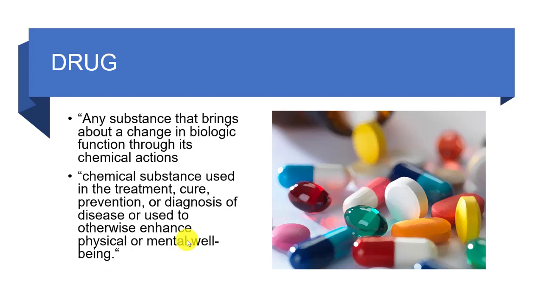If I move to the next slide, I want to talk about what is a drug, what is the basic definition of a drug, and what is the basic function of a drug. A drug is anything that brings biological change through its chemical actions inside a body. It is a chemical substance which is used in the treatment, cure, prevention and diagnosis of disease and used to enhance physical and mental well-being. So a drug is basically a chemical substance which is used to treat, cure, prevent and diagnose disease, and it also enhances physical and mental well-being. This is simply what a drug is.